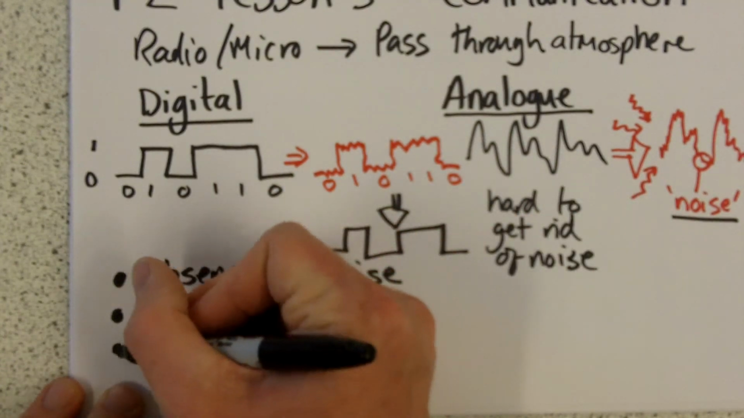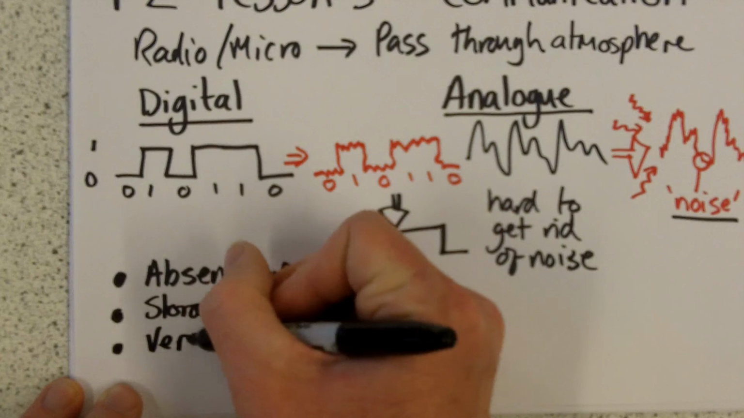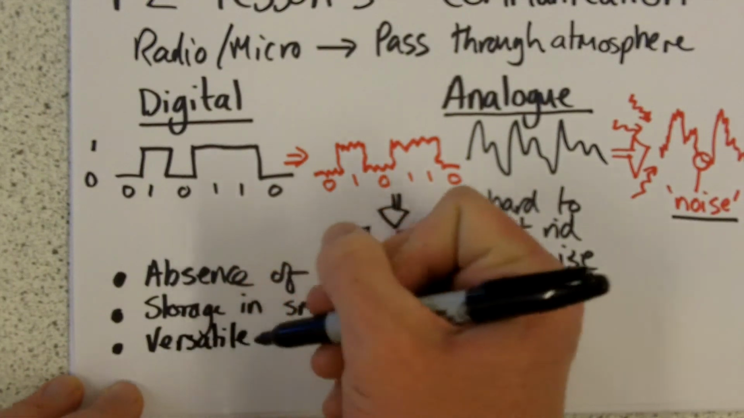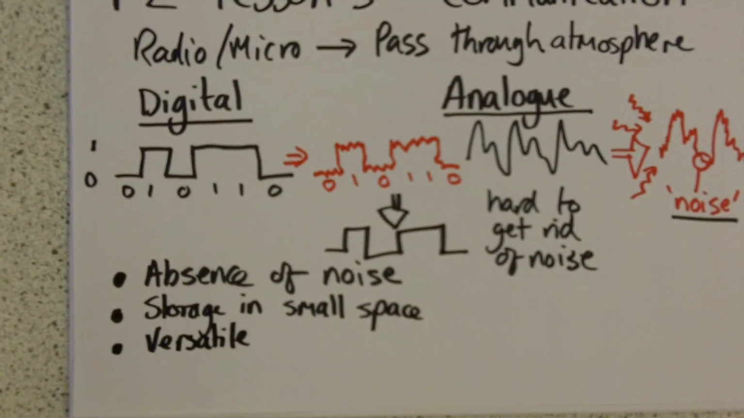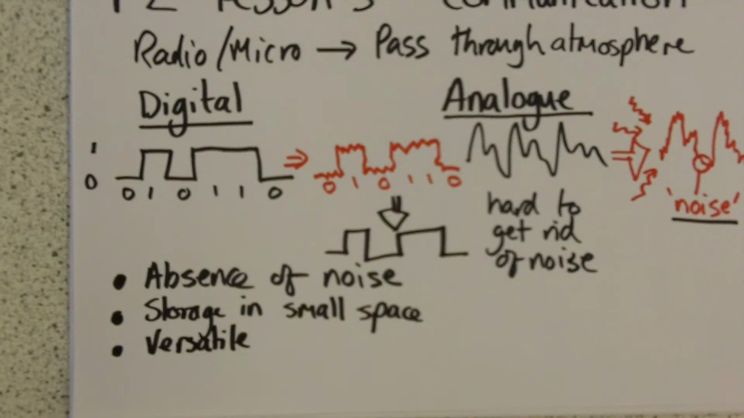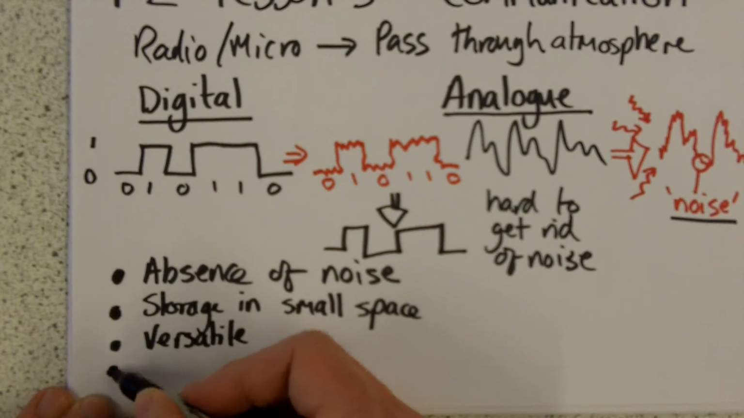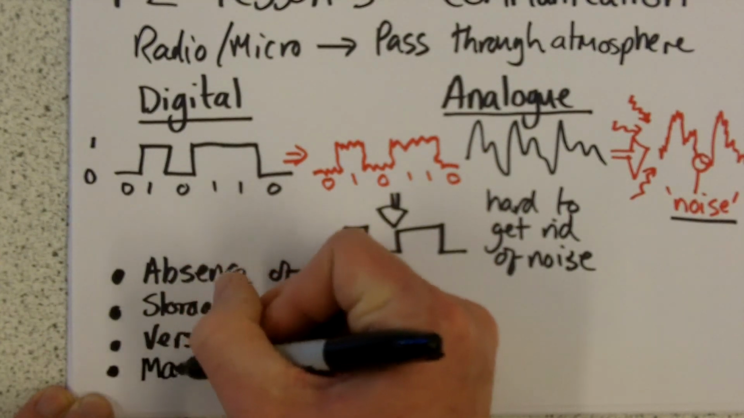The other reason it's so popular is it's versatile. If I have a memory stick, I can store music, videos, pictures, documents, books, audiobooks, etc., all in the same digital format. Whereas in an analog, I would need records or cassettes to store music. I would need VHS videos to store video. If I was going to store a book, then that would be a typed manuscript or have it on paper. So versatile. And the last advantage of digital is that you can manipulate the data.